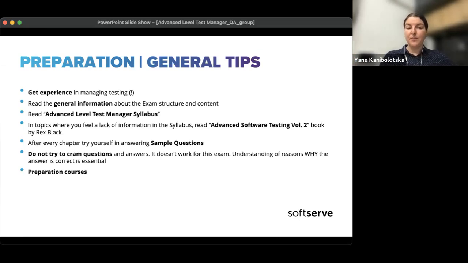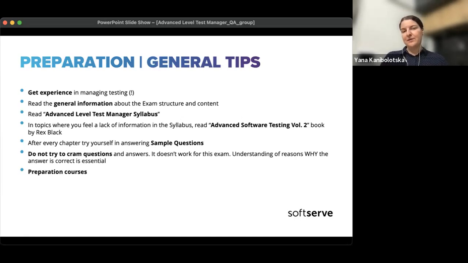The next is to read the general information about the exam structure and content. That's what I shared with you. For me, it was super valuable to understand how many questions I would have from each chapter, so as to know where I should put more attention. So for me, it works. And you have everything here already in this presentation, so you don't need to browse the internet in general looking for this information.